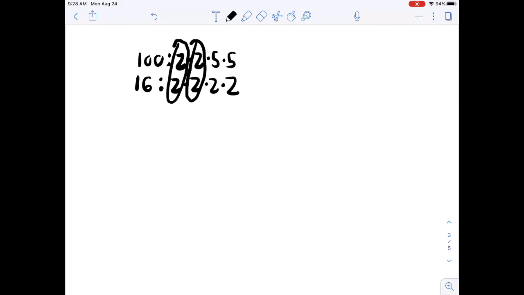Now I need to see if they have any other numbers in common. 100 has two 5's, but 16 does not have any 5's, so we are finished. Now we need to multiply the common prime factors together. So we have two 2's in common, so that means 2 times 2. That equals 4. So the GCF of 100 and 16 is 4.